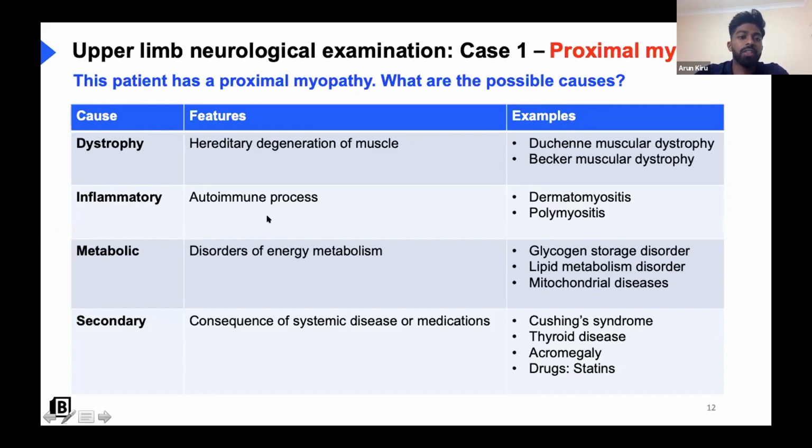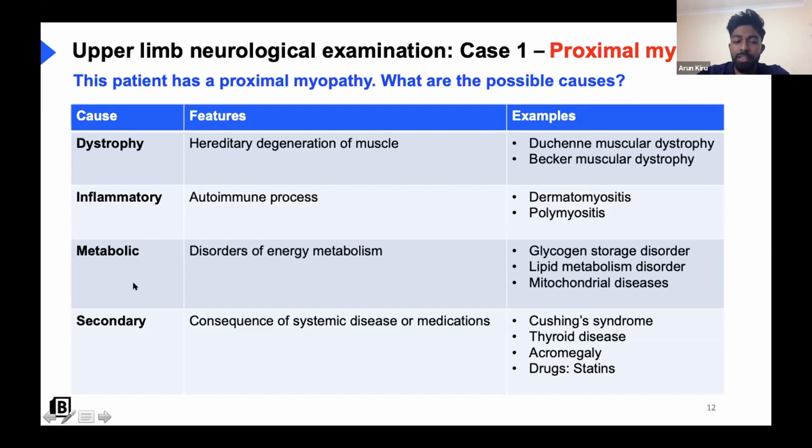Inflammatory causes, so this is an autoimmune process, and they're both the myositis. So myositis is inflammation of the muscle, that's why it's an inflammatory cause. And dermatomyositis and polymyositis are just two different forms. We talked about dermatomyositis features also being this heliotrope rash around the eyes and the Gottron papules on the knuckles.